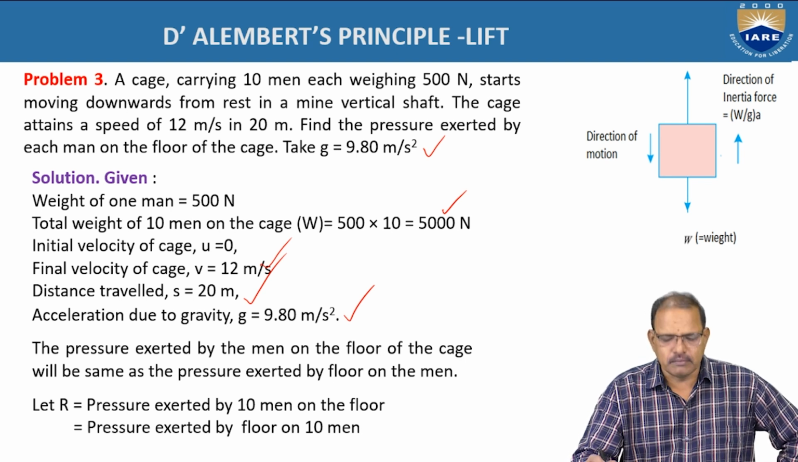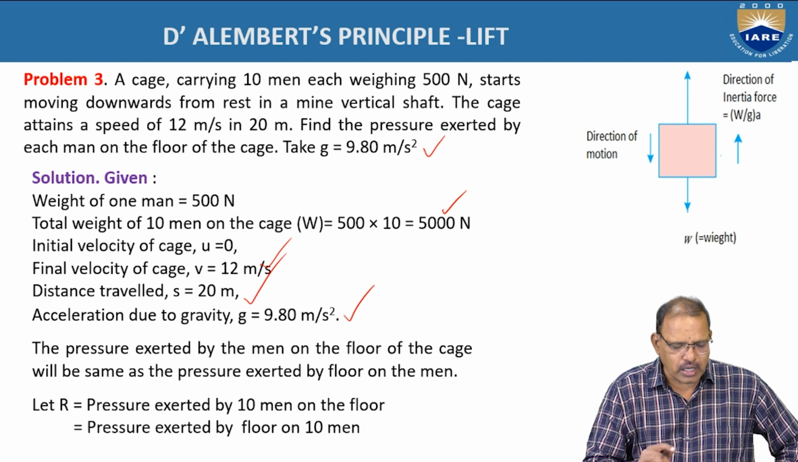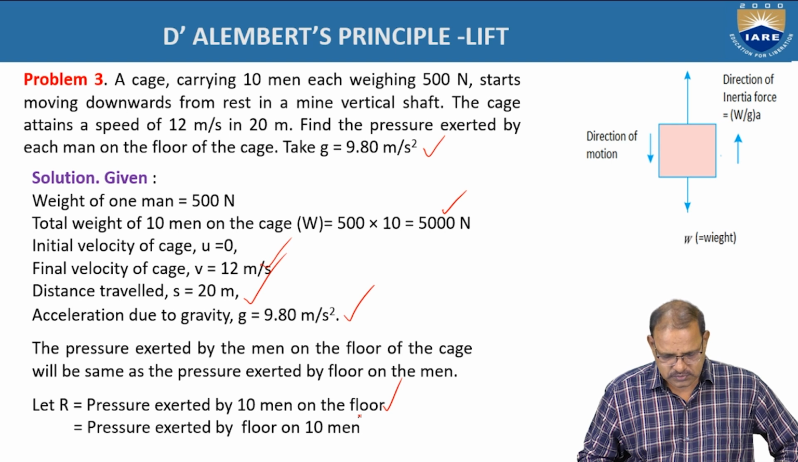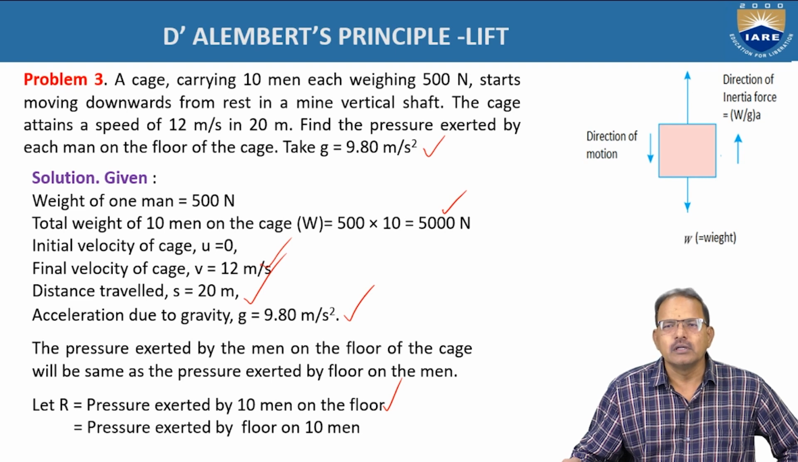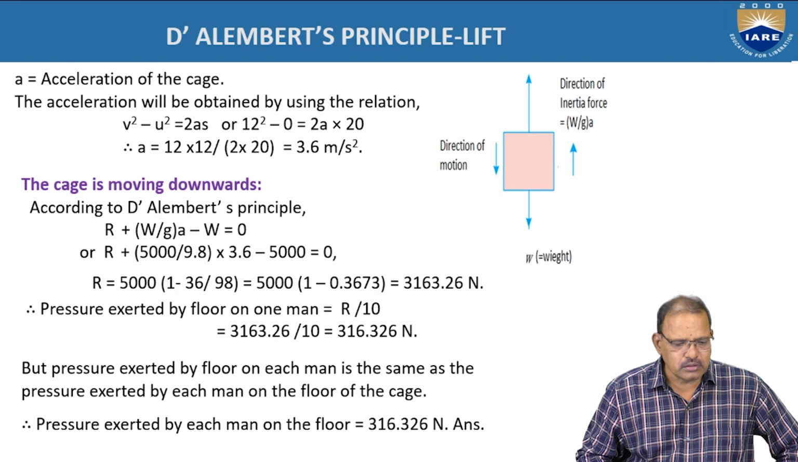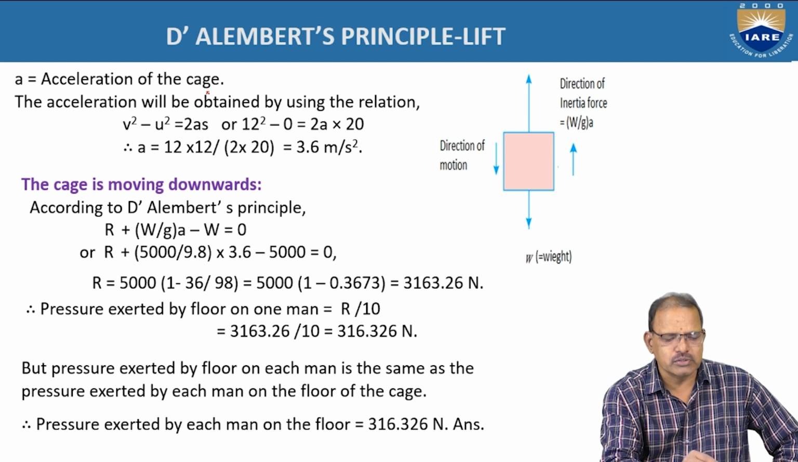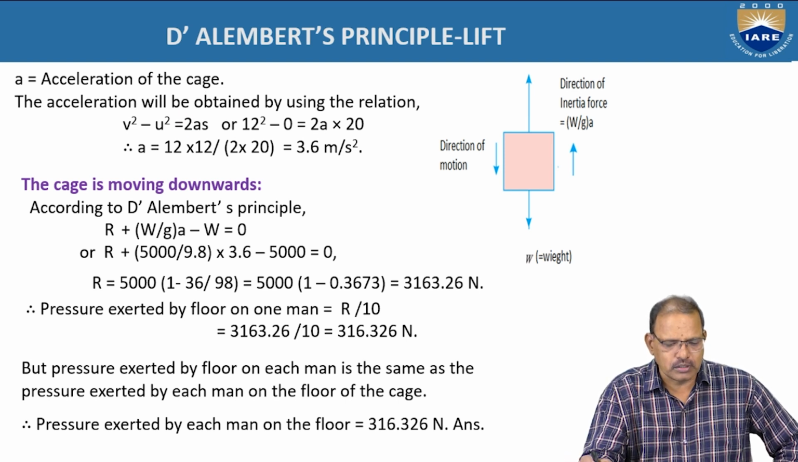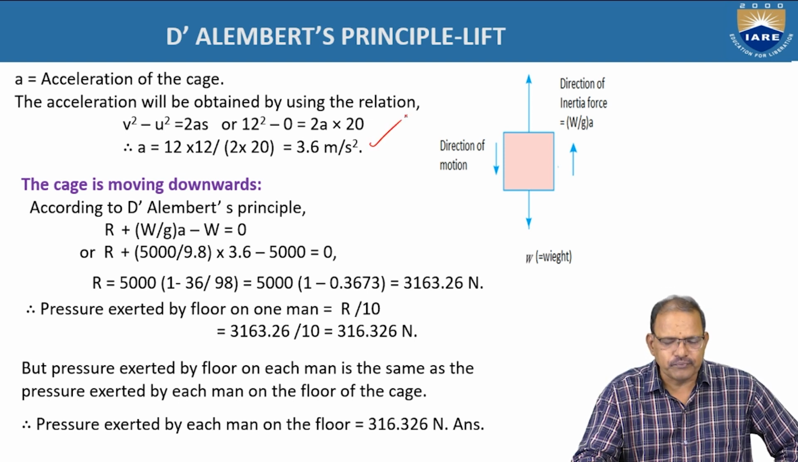The pressure exerted by the man on the floor of the cage will be same as the pressure exerted on the floor by the man. So R is equal to pressure exerted by 10 men on the floor, which is also equal to the pressure exerted by the floor on the man. Now a is equal to acceleration of the cage. The acceleration will be obtained by using the equation, that is v square minus u square is equal to 2as. From this relationship we got a is equal to 3.6 meters per second square.